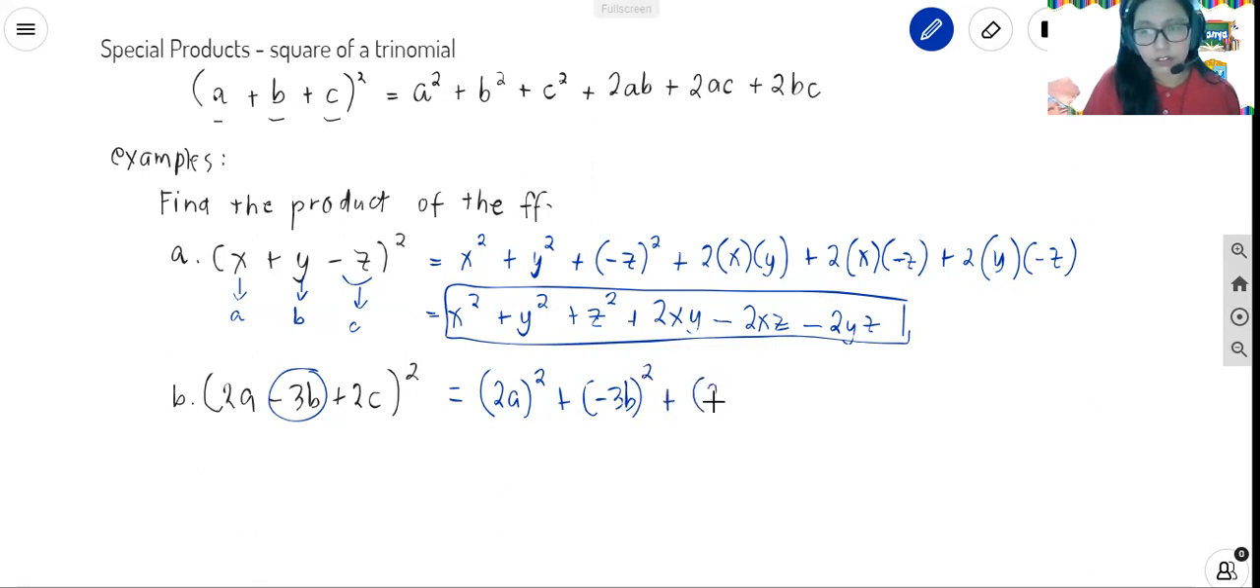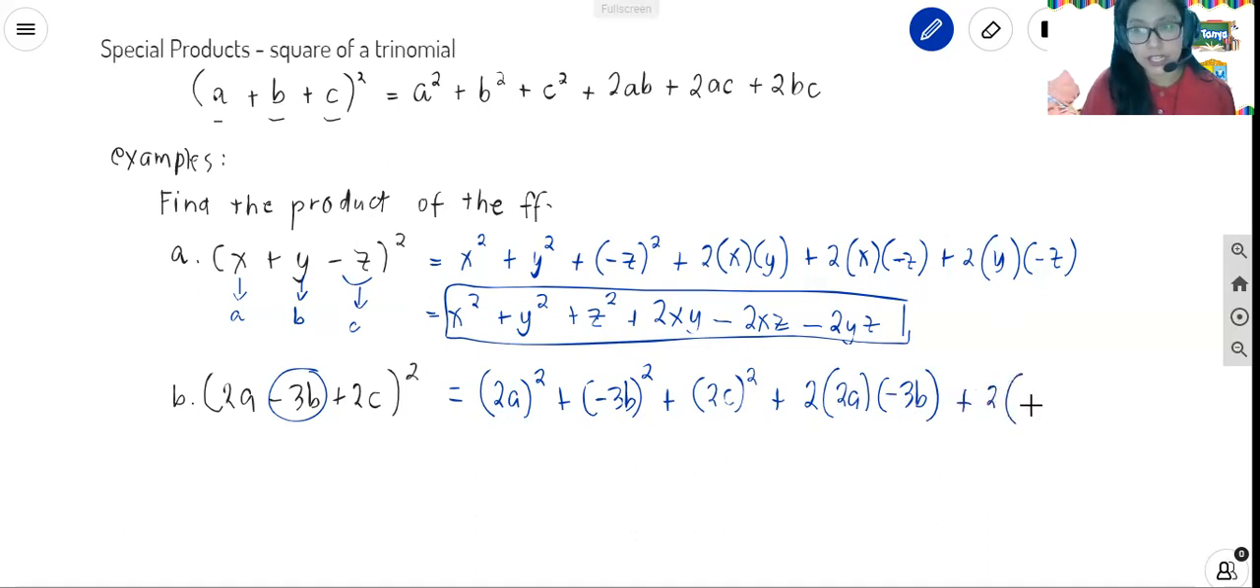Add the square of the last, and then plus 2 times the first term and the second term. Make sure that you write the negative sign there beside 3b, plus 2 times the first and the last term. So we have AC, which is 2a times 2c, plus 2 times B and C, so 2 times negative 3b times 2c. Okay? And then we simplify.